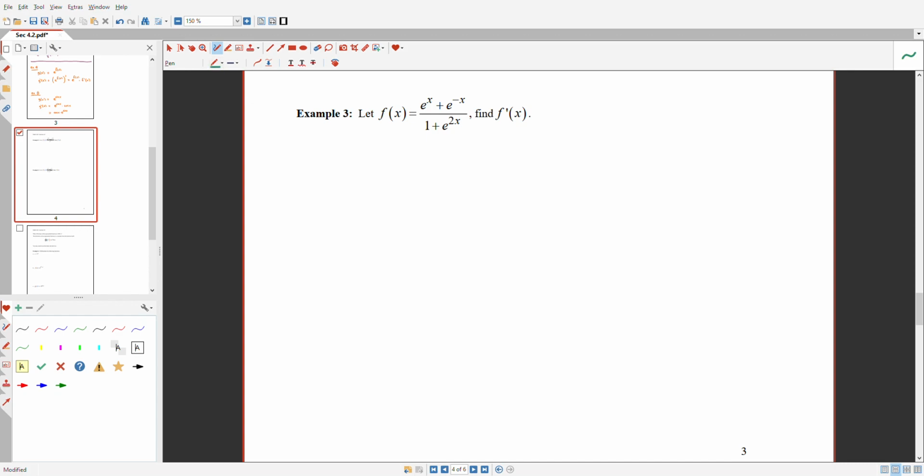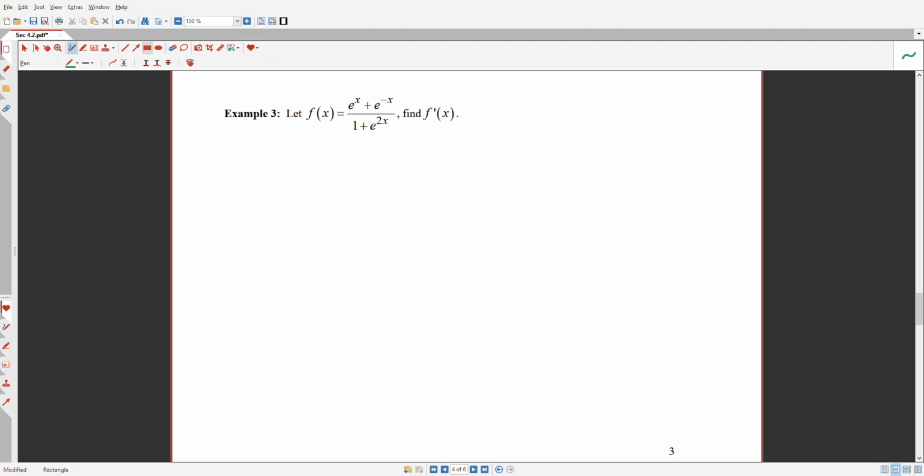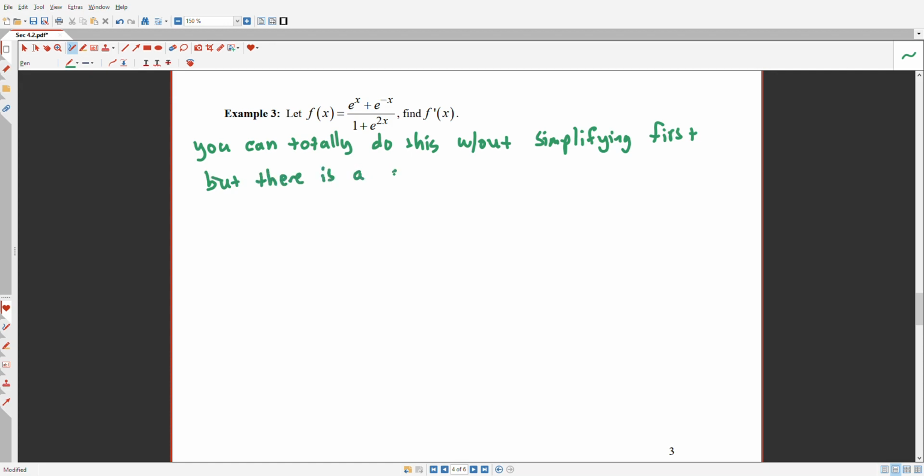So this question, they want you to take a derivative of this ugly-looking fraction, and you can totally do this without simplifying this terrible fraction. So you could carefully use the quotient rule and differentiate the numerator and denominator and then simplify your final answer. But there is a great way to simplify this. And so it took me a second to remember it.